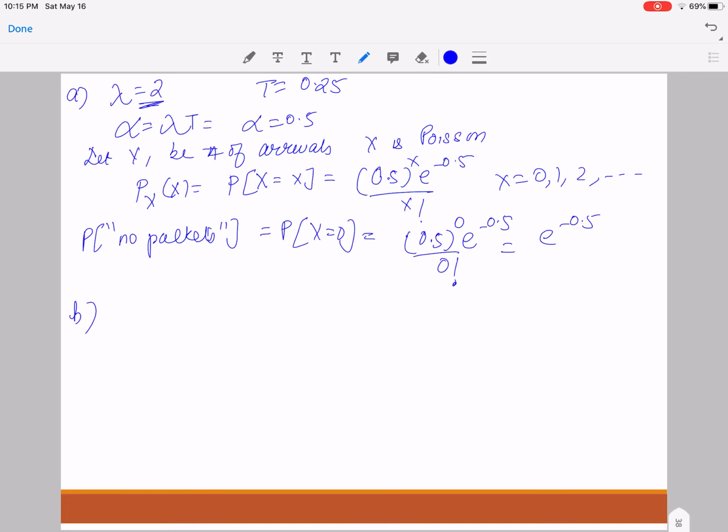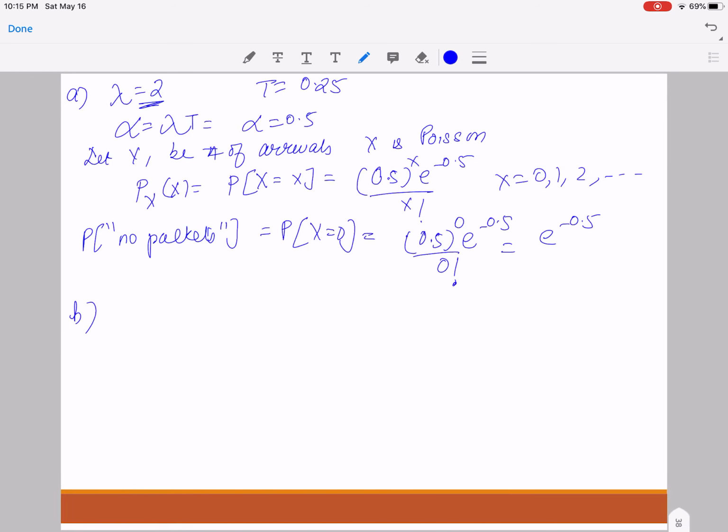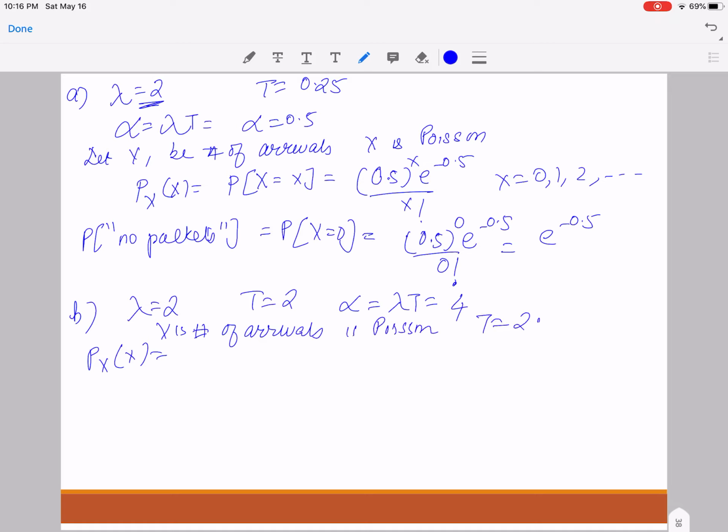In part B, however, I'm analyzing a different time interval of 2 seconds. So my probability mass function for the Poisson random variable is going to change because alpha is going to change. Lambda is 2, t is 2, which implies that alpha is equal to 4. So my PMF for this case, the number of arrivals, is Poisson for a time interval of 2 seconds. So the PMF is alpha to the x times e to the negative alpha over x factorial. X can be 0, 1, 2, and so on.